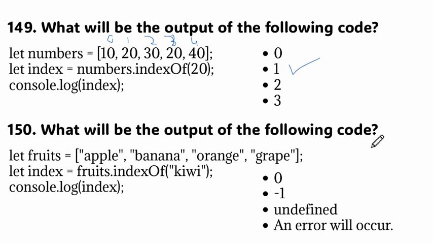Another question, what will be the output of the following code? An array has been given with the name of fruits with four strings: apple, banana, orange and grape. We have declared another variable with the name of index, and inside the index we have used the fruits array dot indexOf kiwi. We can see that the kiwi string has not been declared inside the fruits array, so the output will be undefined.